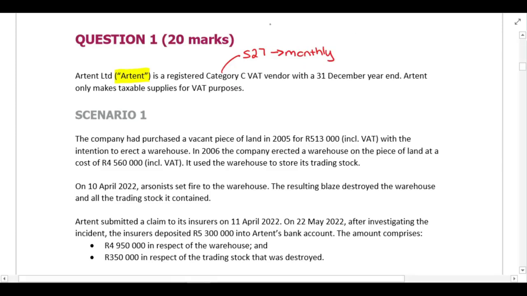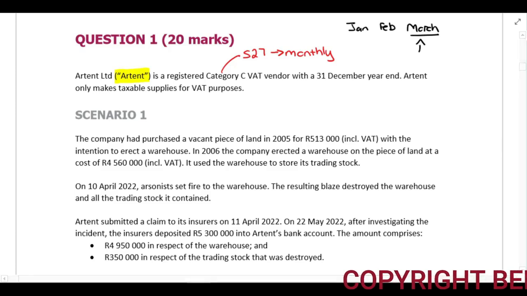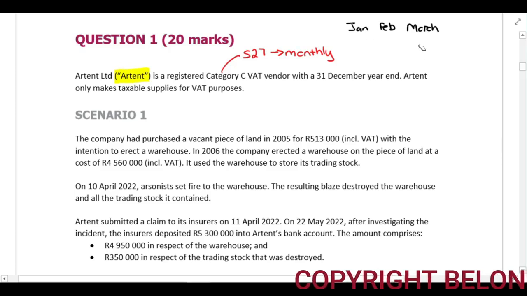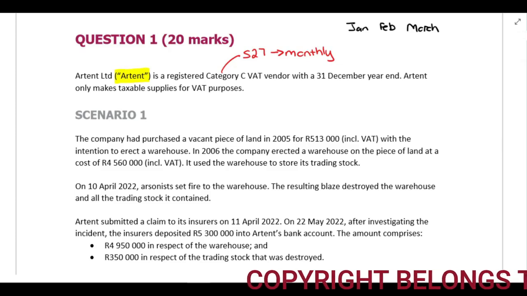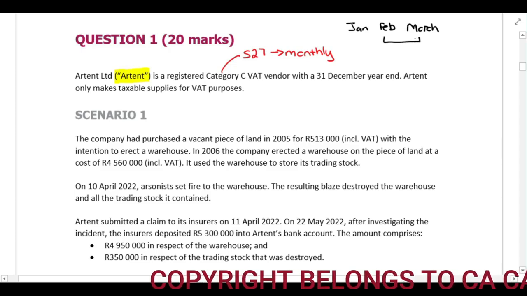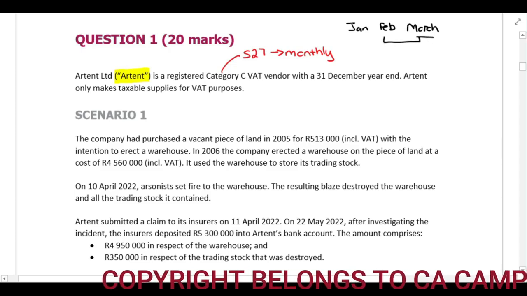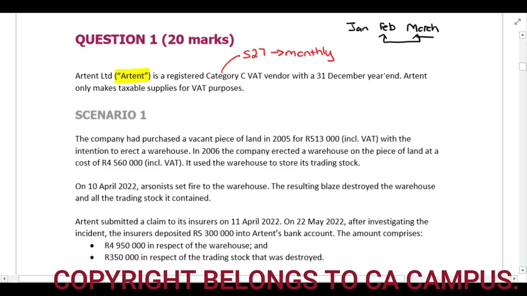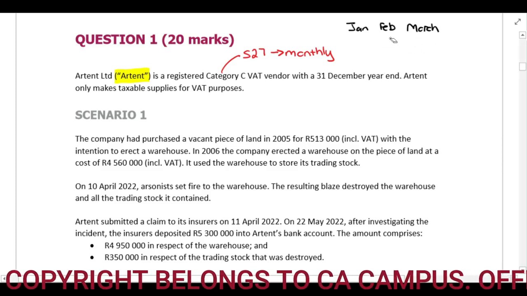Why is that important for you? If I, in an exam, give you the information for January, February, and March, for example, and I tell you this is a Category C VAT vendor and you need to do the VAT return for March, you need to know that you will only include the March information. If this was a Category A VAT vendor, it would mean you would do it for February and March if I ask you for the VAT return. So you would have to include February and March's details because it's a 2-month VAT vendor. So it's important to pay attention to that.